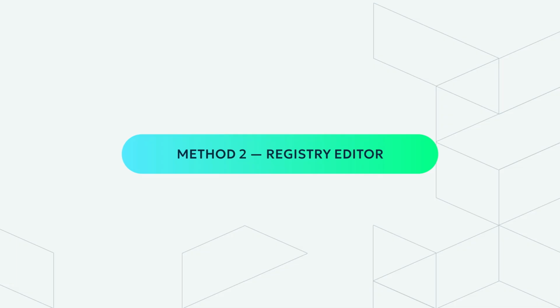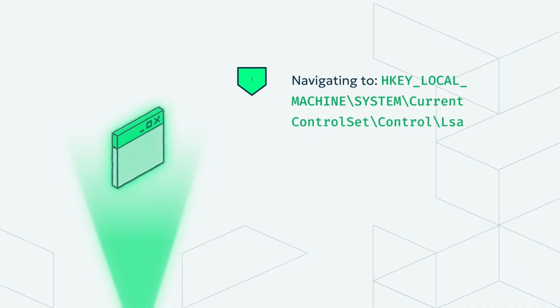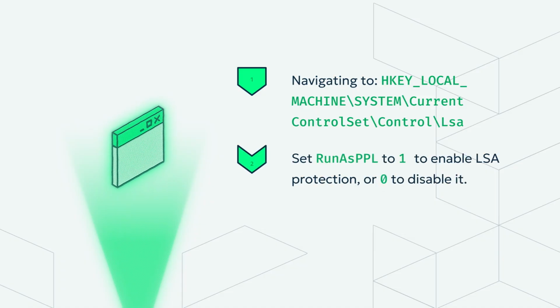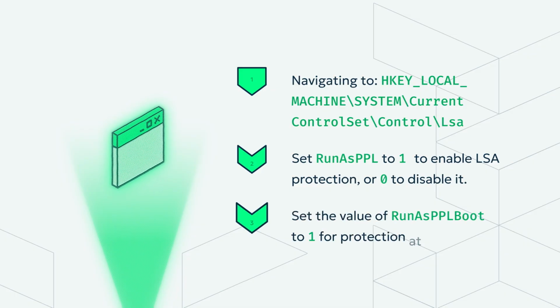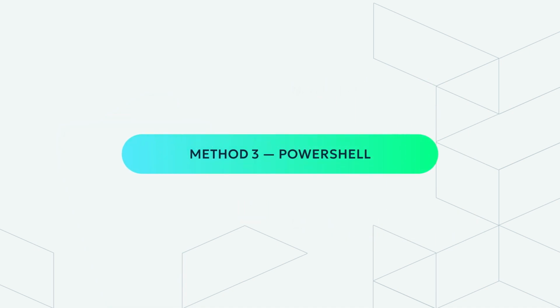Method 2. Registry Editor. For more control, IT admins can use the Registry Editor. Start by navigating to this key, HKEY_LOCAL_MACHINE\SYSTEM\CurrentControlSet\Control\Lsa. Set the value of RunAsPPL to 1 to enable LSA protection, or 0 to disable it. Optionally, set the value of RunAsPPLBoot to 1 for protection at startup. Then restart your computer.